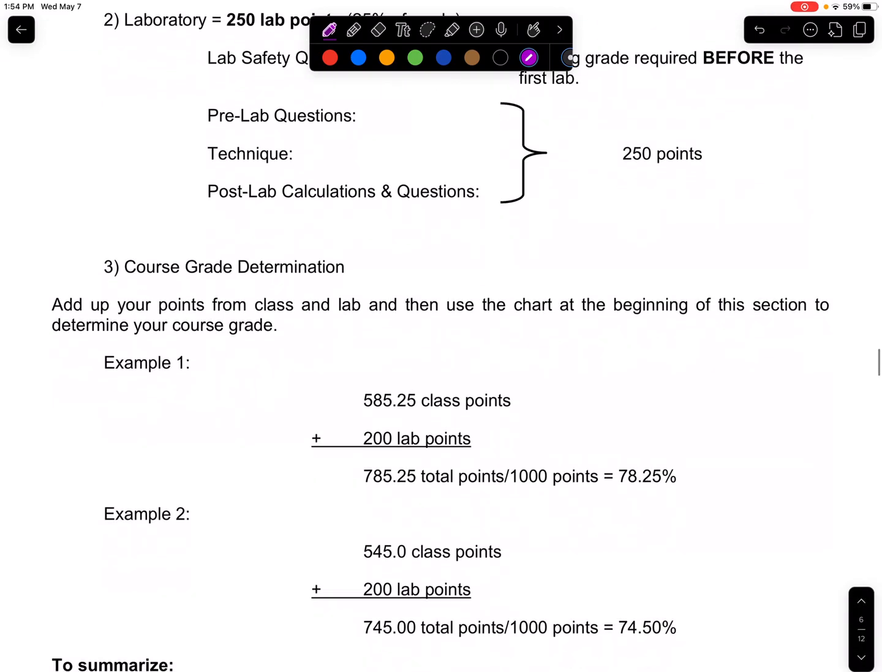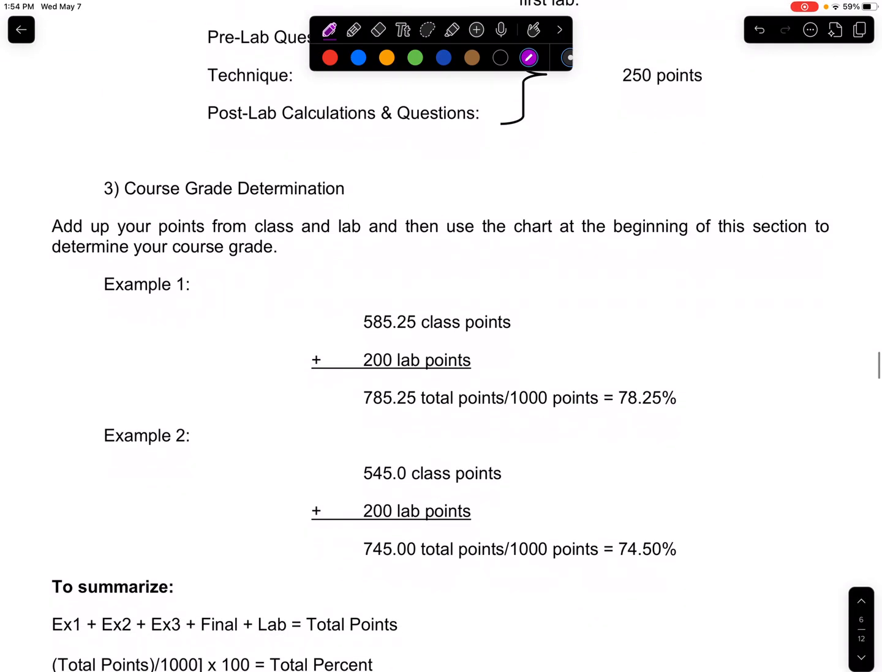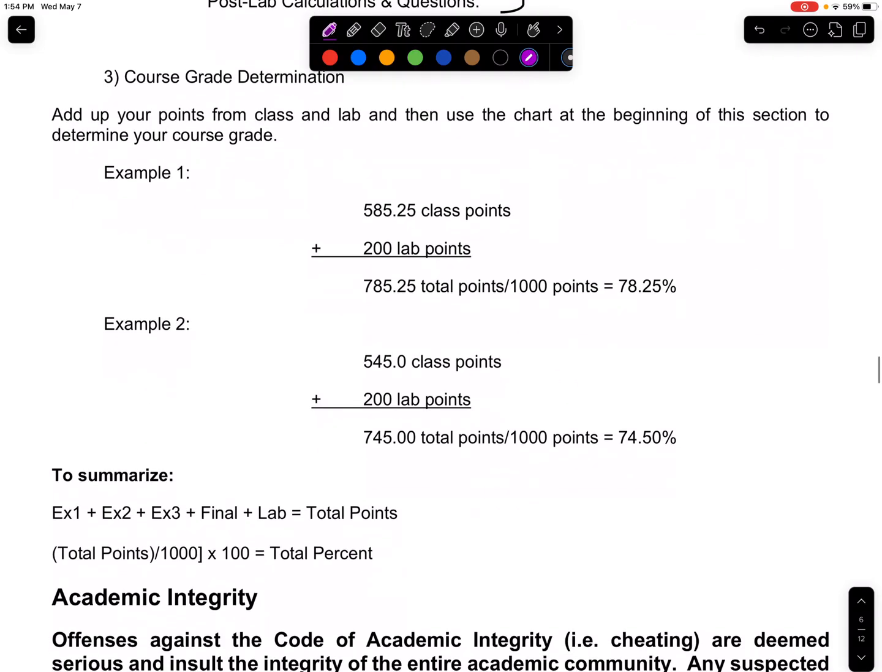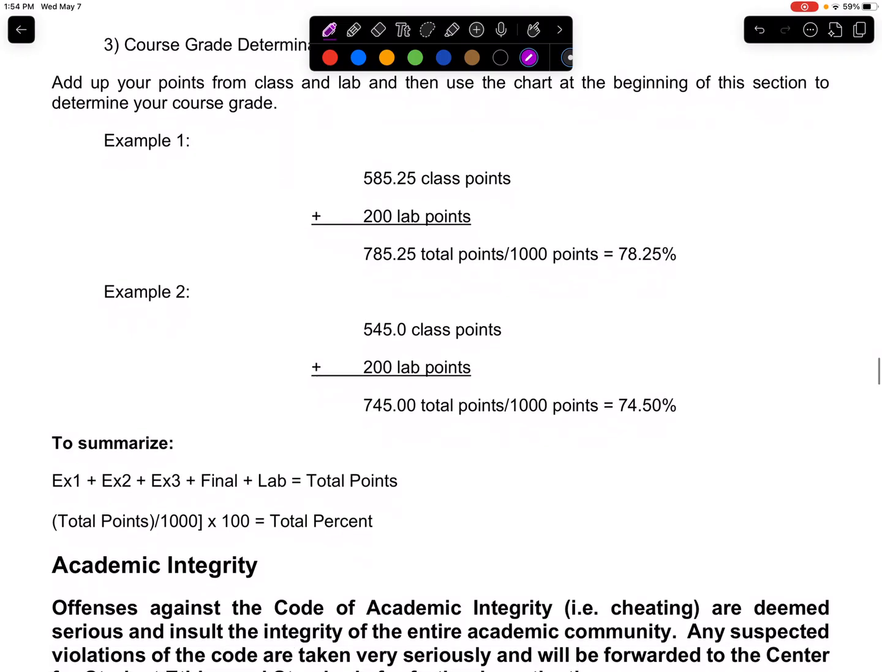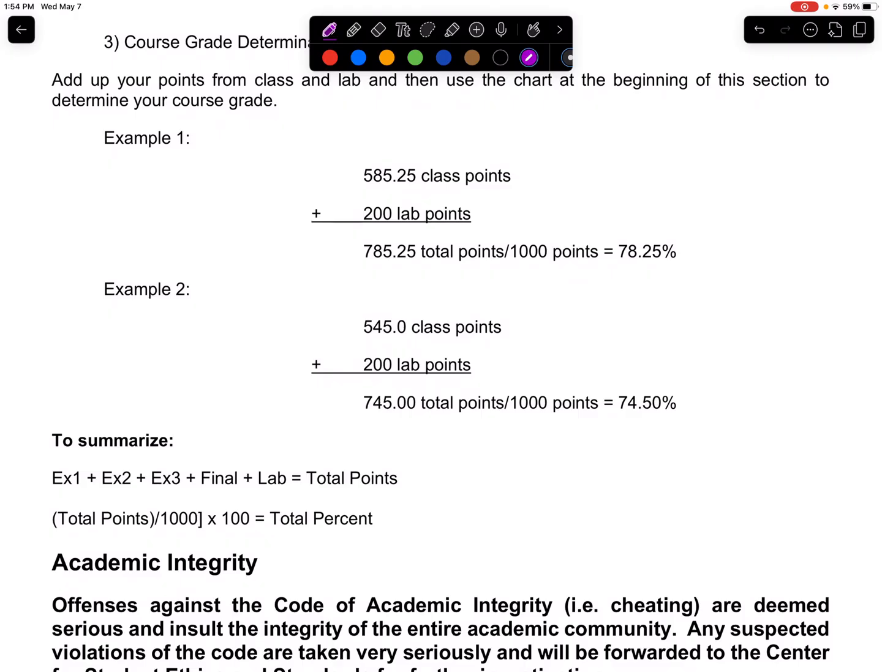And then we just add up the points to get our raw score. So we get a 78.2 for example 1 and a 74.5 for example 2. And so we just add up all the points and divide by 1,000, and that would be our fraction percent.